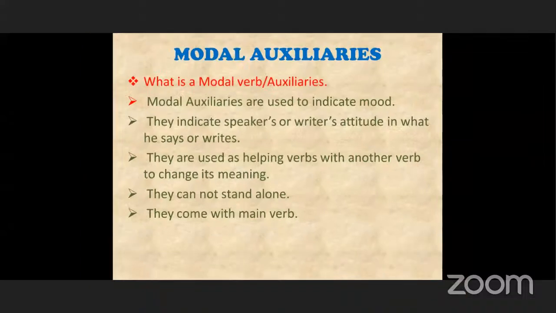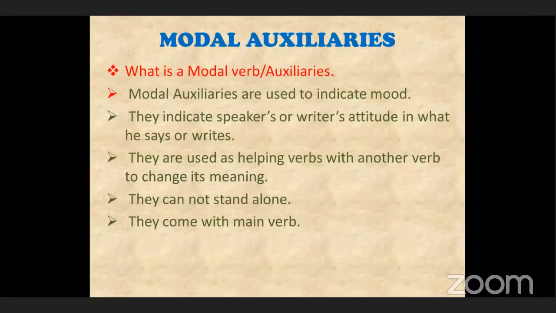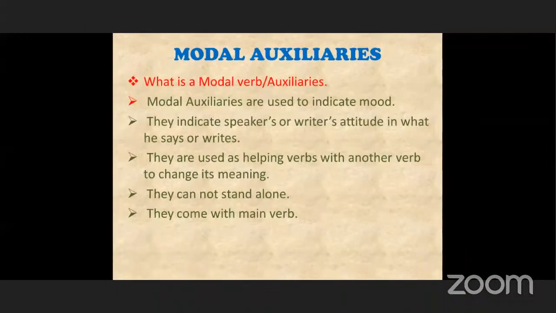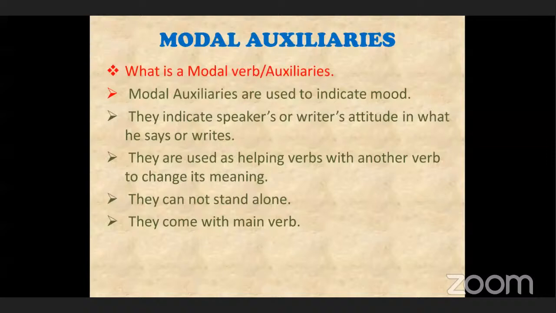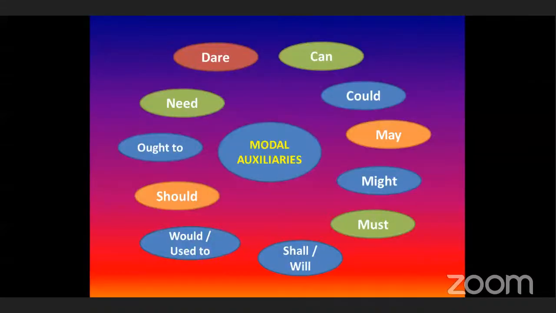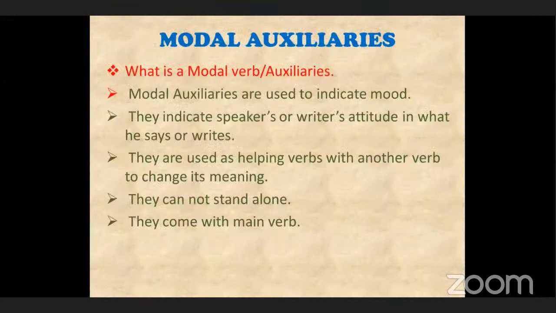The first point is, modal auxiliaries are used to indicate mood. Second point, they indicate the speaker's or writer's attitude in what he says or writes. Third, they are used as helping verbs with another verb to change its meaning. Fourth, they cannot stand alone. Fifth, they come with a main verb. And next, there are 13 modal auxiliaries we are going to learn today.